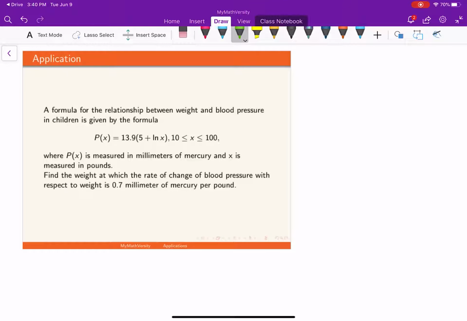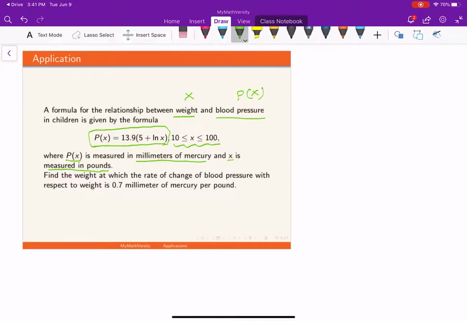A formula for the relationship between the weight and the blood pressure in children is given by P of x is equal to 13.9 times (5 plus ln of x). This formula is valid for x between 10 and 100. Remember, the weight is x and the blood pressure is P of x. P of x is measured in millimeters of mercury, and x, the weight, is measured in pounds. So this is just the given information.